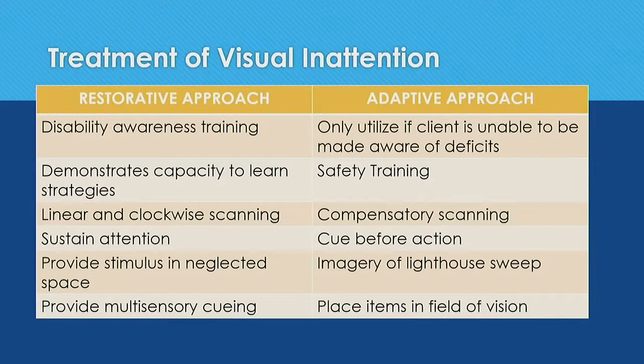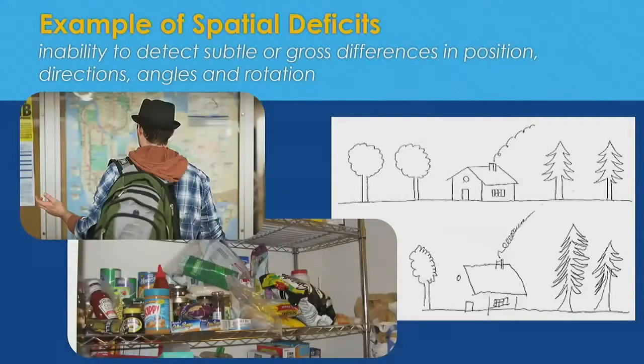And then an adaptive approach is just really having compensatory scanning, cueing them, having them place things in their field that they can see, but that's, like I said, more of an adaptive approach, and we want to try to restore them.